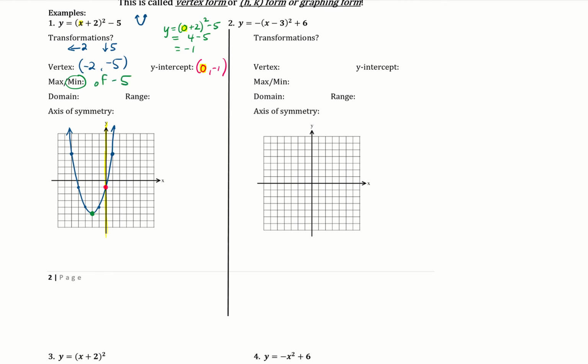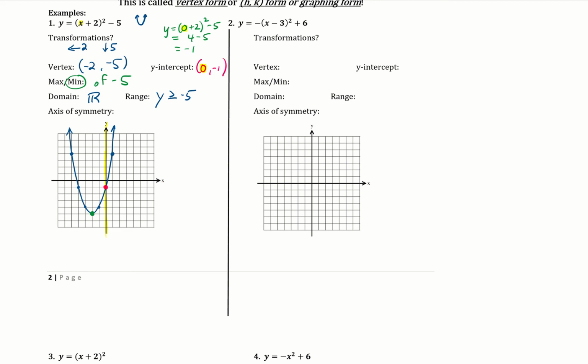Domain. Okay, domain looks at the graph from left to right. In this case, our graph is going to go left forever. It's going to go right forever. So our domain is all real numbers. The range is going to go bottom to top. So if we look down here at the bottom, the graph doesn't go down forever. The graph doesn't start until we get to this point, and then it goes up forever from there. So y is greater than or equal to -5 in that situation.